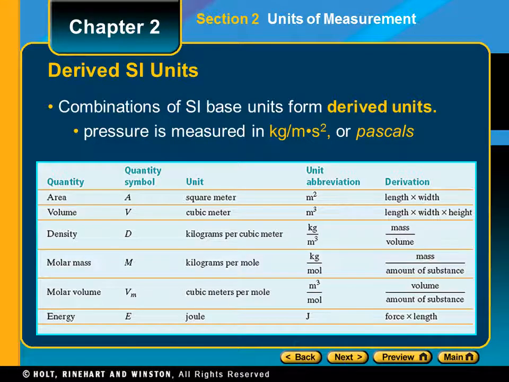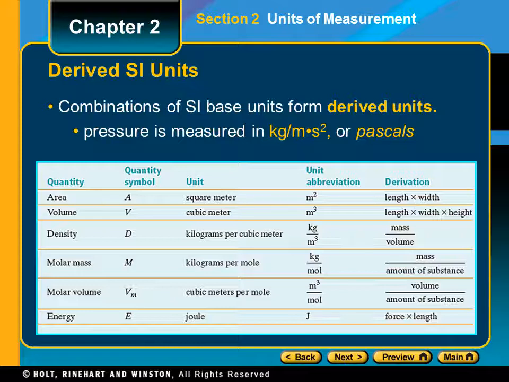Now we can derive units. We can talk about area, volume, density, molar mass, molar volume. Probably won't deal with energy much. But these are derived because they're a combination of one sort or another of two other ones. So area is length times width. So the unit is meter squared or square meter. Okay, volume is length times width times height. So now you're talking about cubic meter.